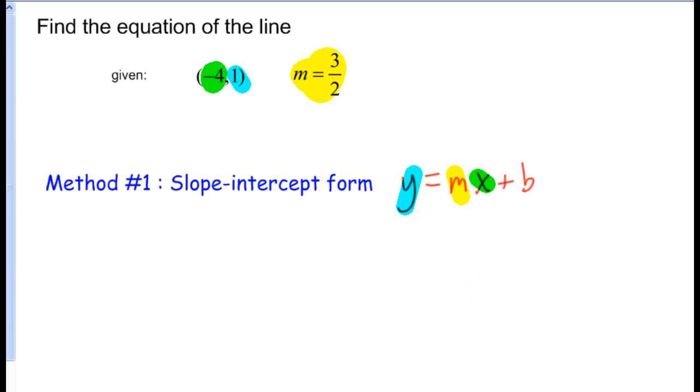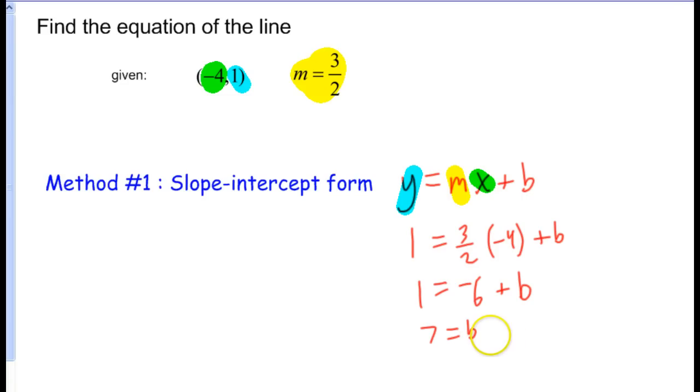And so really the only one we don't know here is b. So we plug in everything else we know. It's kind of a lot of plugging in. Equals 3/2 times negative 4 plus b. Let's simplify a little bit. We get negative 12/2, which is negative 6, plus b. Hopefully you can tell the difference between my 6 and my b here. And then add it, and you get 7 equals b.